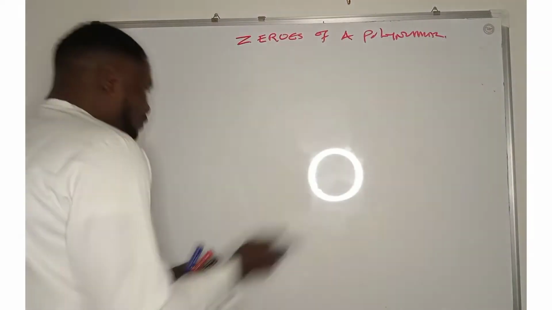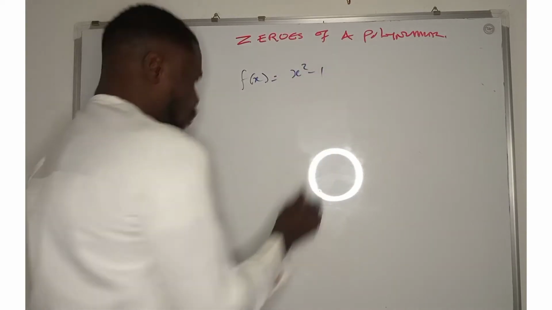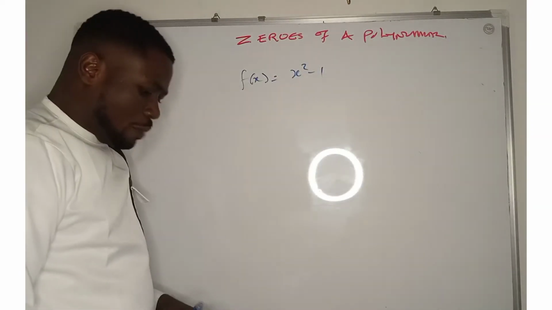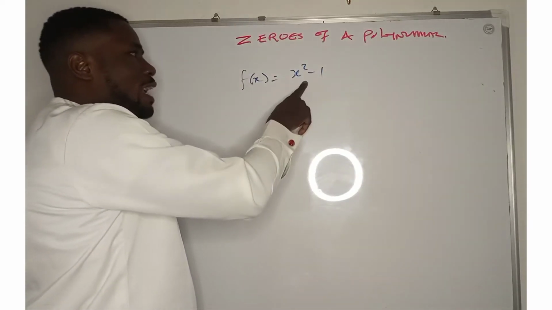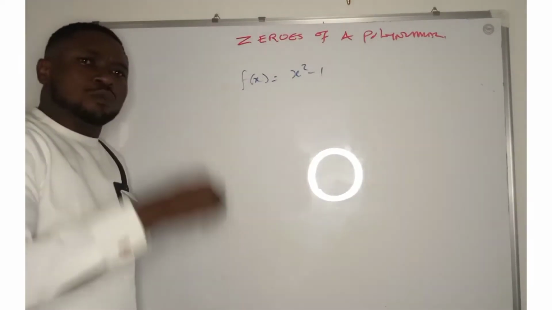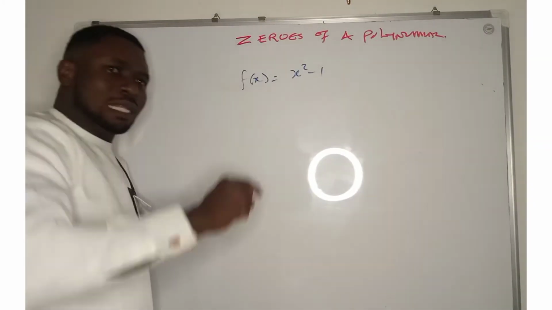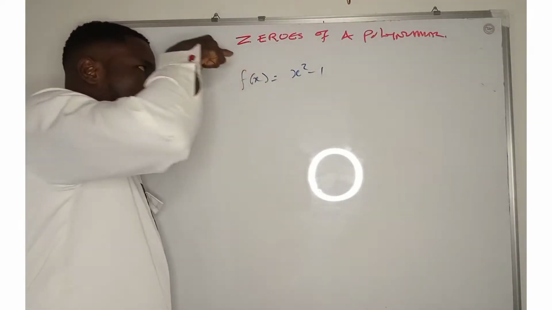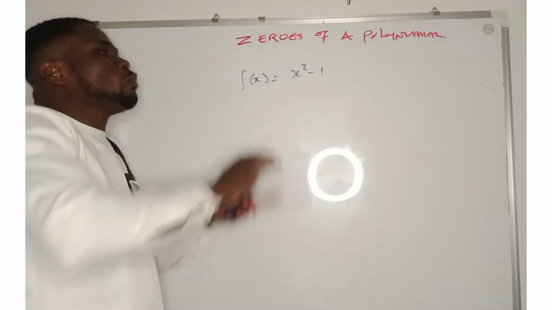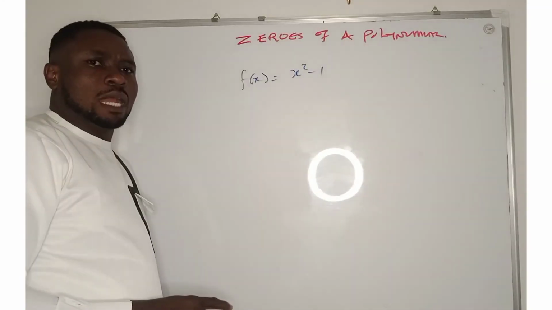For instance, let's start with a simple one. If I have a polynomial f of x equal to x squared minus 1, and somebody asks, what are the zeros of this polynomial? What the examiner is asking for are those numbers which, when substituted in this expression, make it become zero. That's what we mean by zeros of a polynomial.